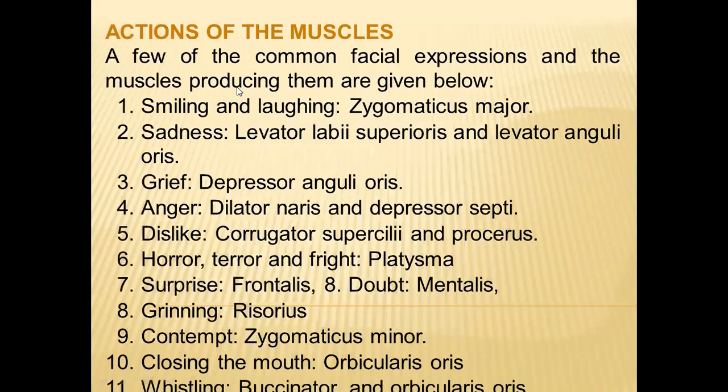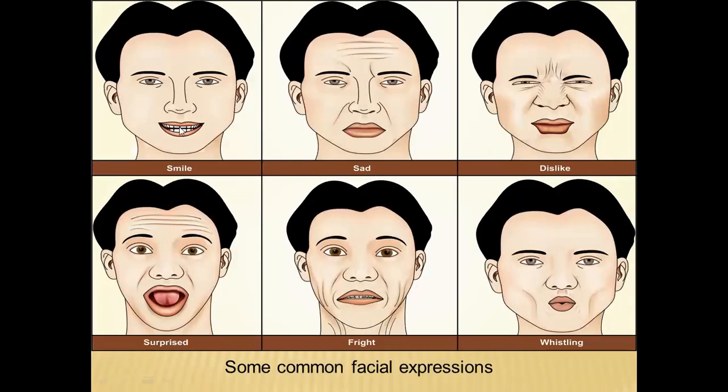And the actions of the muscles: smiling and laughing is because of zygomaticus major. Sadness and grief is because of the depressor anguli oris. Anger and dislike is because of corrugator supercilii. This is an additional note on the actions of the muscles: grinning is because of the risorius. Contempt is because of zygomaticus minor, and closing of the mouth is by orbicularis oris. Whistling is because of the buccinator and orbicularis oris. And you can see these expressions: the smile, the sadness, dislike, the frowning. Horizontal wrinkles, surprised expression, fright expression, and the whistling expression is because of the buccinator and the orbicularis oris.